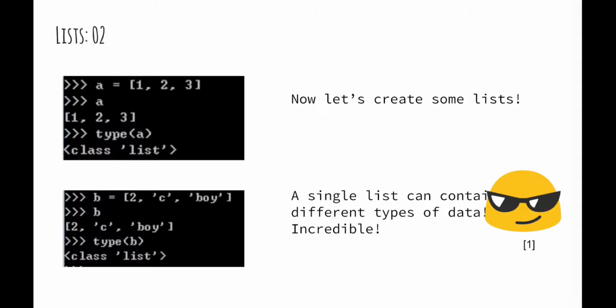So now let's create some lists. Let me declare a list of integers and name it A. If we type A, Python will return our list. We can also check the data type of A by typing type of A, and we'll see it is indeed a list. One thing we should know about lists is that they can take data of many different types and put them in the same list, a feature not available in some other languages such as Java. Let's demonstrate this. As you can see, list B contains one integer, one character, and one string.